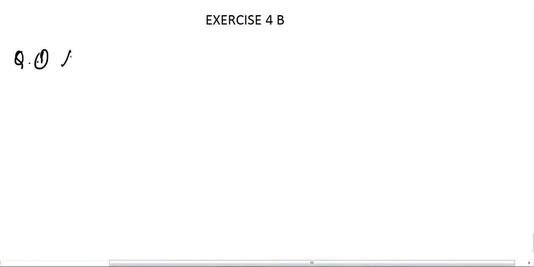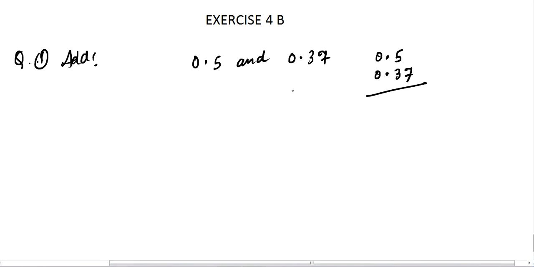Question number 1, add. So first one is 0.5 and 0.37. So you have to add this. So 0.5, 0.37. As you can see, only 5 we are having here. So these two are not like decimals. So 0.5 can be written as 0.50. So you will get 7, 8.0. 0.87 is required answer. So like this you have to convert if you are not having like decimals. Then second question you can solve.